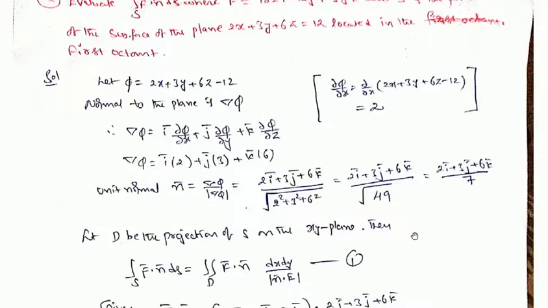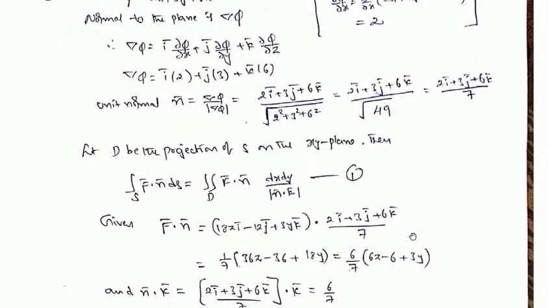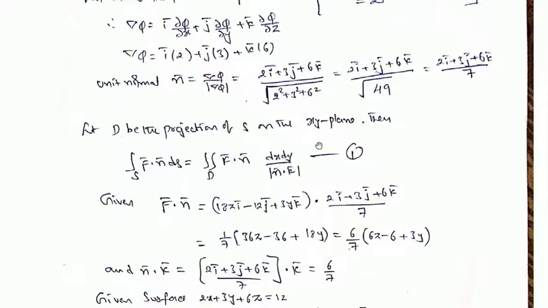Now we have to take the projection of the plane in the xy plane. Let D be the projection of S on the xy plane. We are taking the projection in the xy plane because they have given the first octant. So the integral over S of f bar dot n bar dS is the double integral over D of f bar dot n bar dx dy divided by modulus n bar dot k bar.